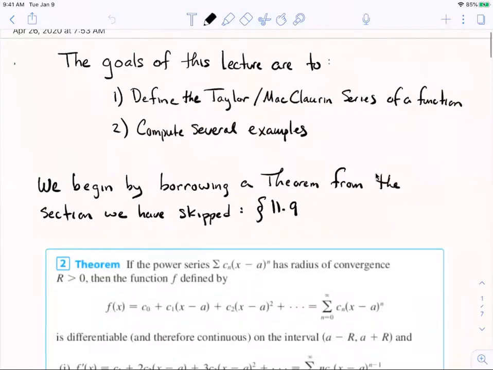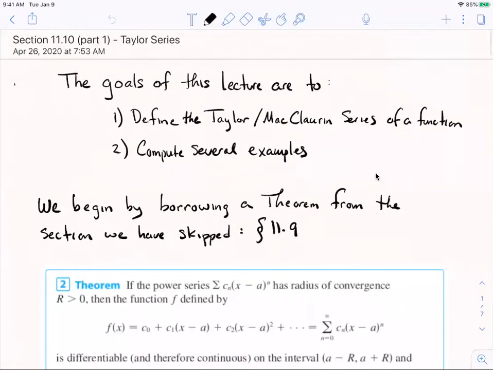In this video lecture, we're going to take a look at the material in section 11.10 on Taylor and Maclaurin series. This is the first part of two video lectures that we'll spend in section 11.10. So the goal of this first part is to show you, or define rather, what a Taylor and a Maclaurin series are for a given function. And then I want to compute several examples.